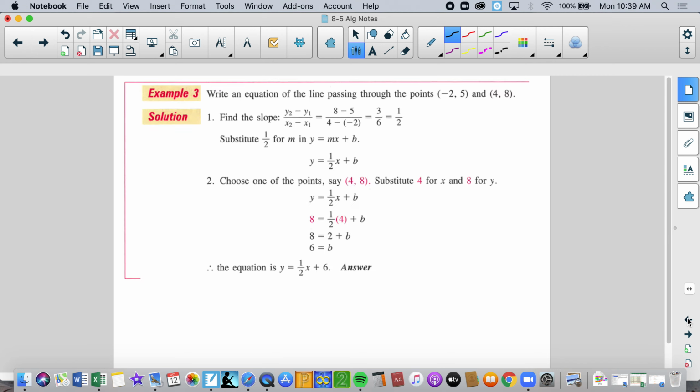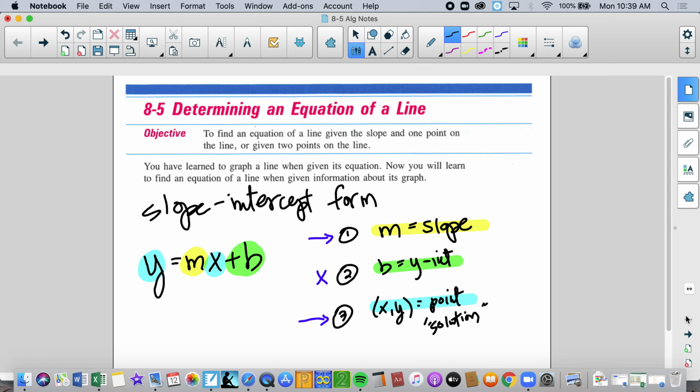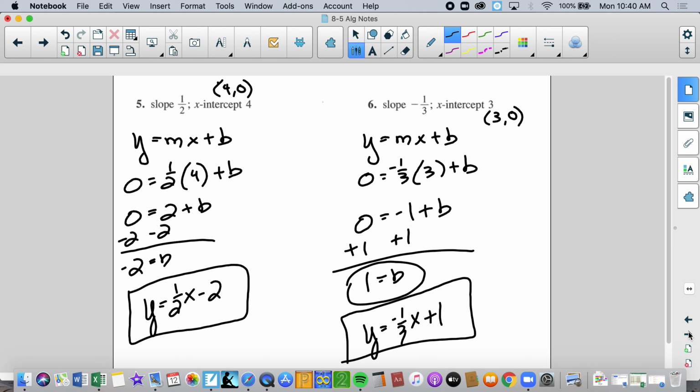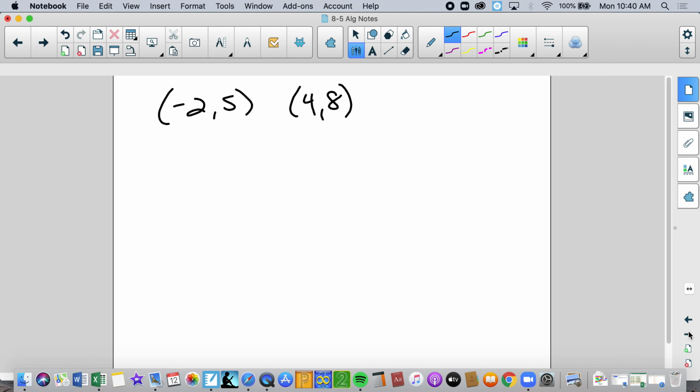So remember, let's go back. We have to be given 2 of these 3 things. So we're given 2 points. So I know that I have a point. Is one of those points the y-intercept? (-2, 5), (4, 8)? No, neither is on the y-axis. Can we find the slope? Yes, we can find the slope. When we're given 2 points, we can calculate what the slope is.